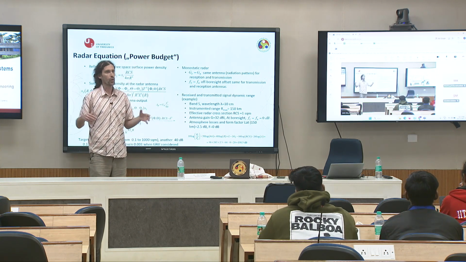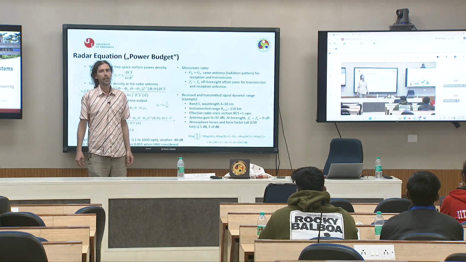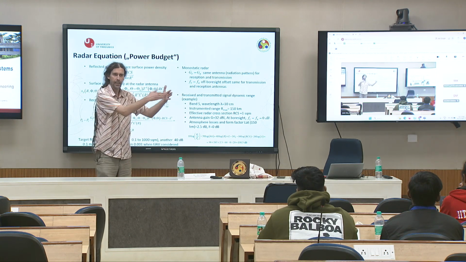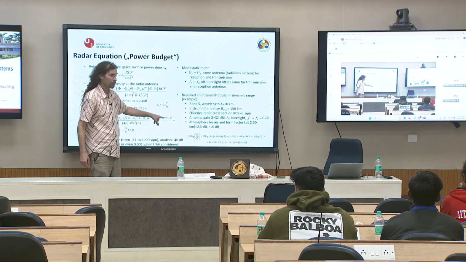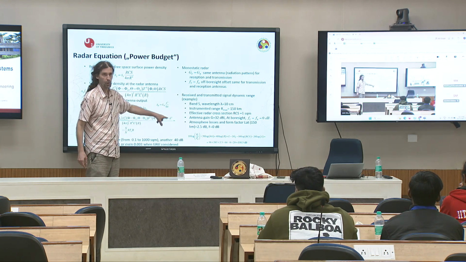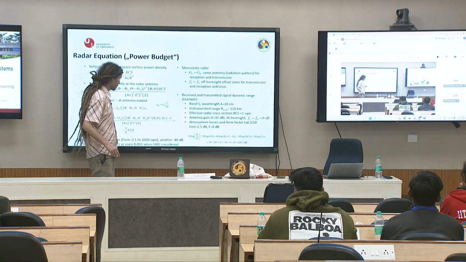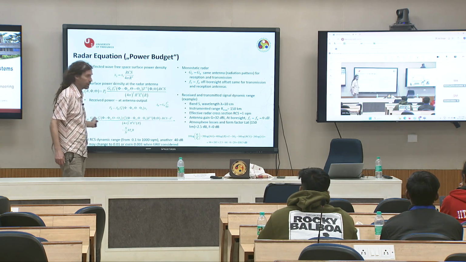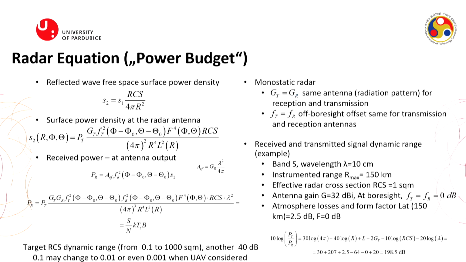RCS is generally the area of the surface of my reflecting target. So it is important. If this is a really small drone, of course the received power will be lower. Lambda we can't influence so much because it is related to the carrier frequency. If you decide that your radar works at 10 gigahertz, it is just a constant for you.